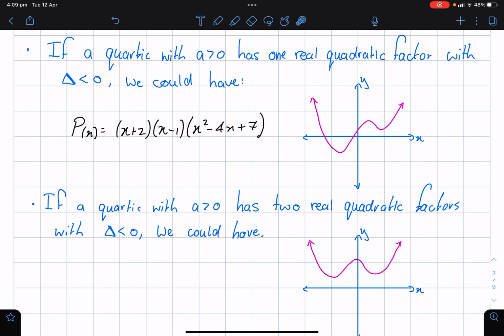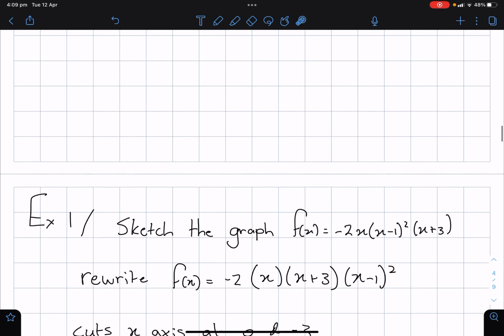So if we have a quartic with a greater than 0 and it has two real quadratic factors with discriminant less than 0, so it has two quadratics that are of this form, we could have something that looks like this, so the whole function does not touch the x-axis, okay? So with that, we're going to do an example.